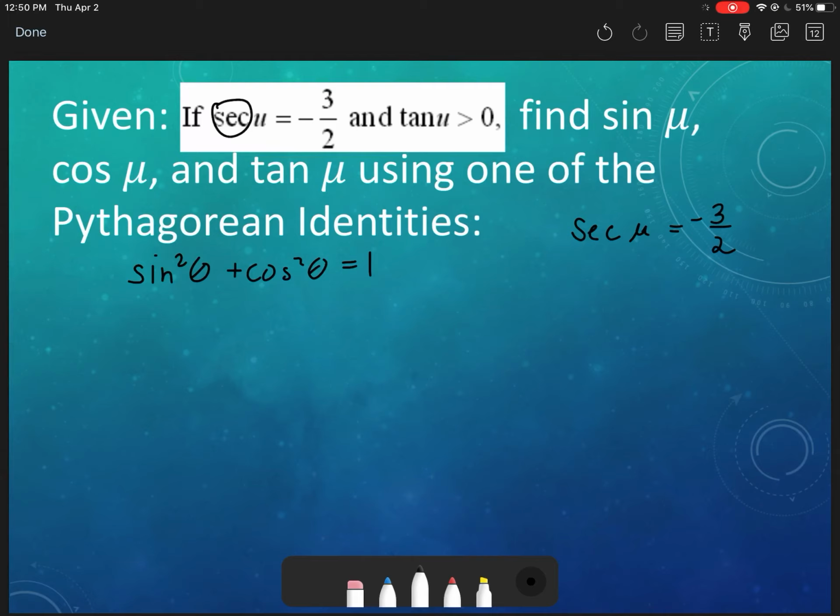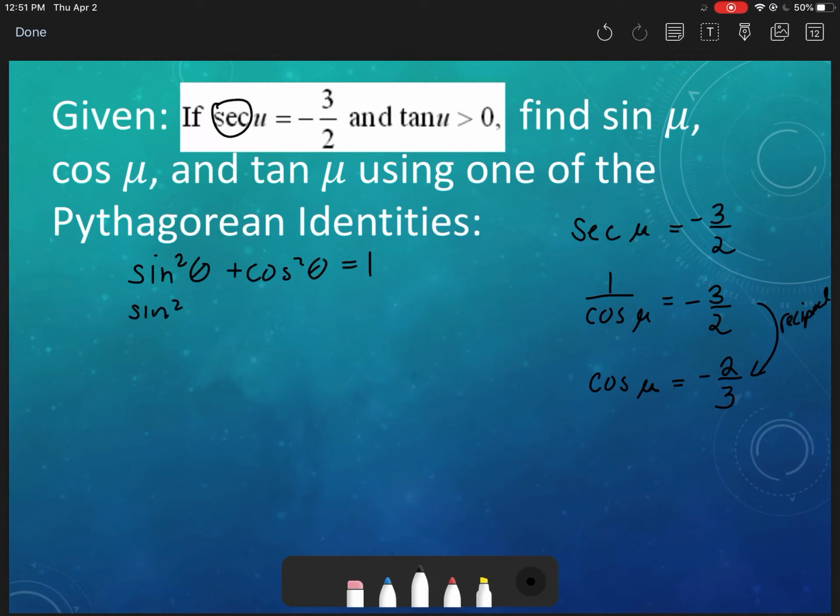Remember that secant is the reciprocal of cosine. So therefore, we can rewrite this as 1 over cosine equals negative 3 over 2. Okay, we have secant, we need cosine. What do we do? We just flip it. So if 1 over the cosine is equal to negative 3 halves, that means cosine is going to be equal to negative 2/3. Literally just flip this. Take the reciprocal.